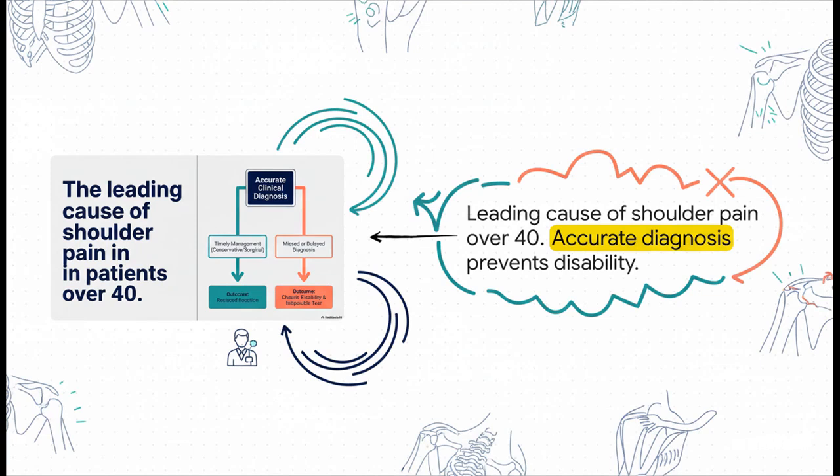So why does this matter so much? Well, rotator cuff problems are the number one reason patients over the age of 40 will present to you with shoulder pain. Getting this diagnosis right is absolutely critical. It's the difference between timely management and a good outcome versus a misdiagnosis that can lead to chronic disability and a tear that eventually becomes irreparable. The stakes are truly high, and it all starts with you at the bedside.